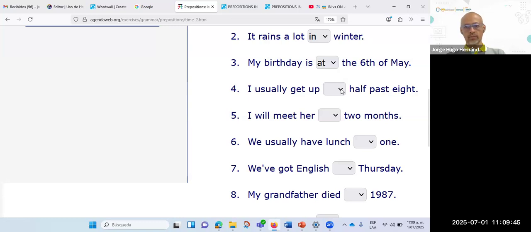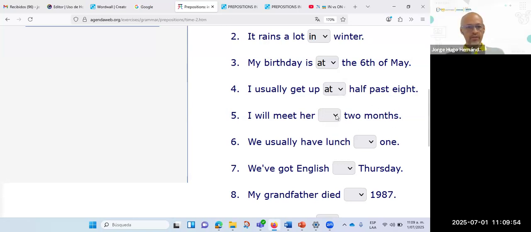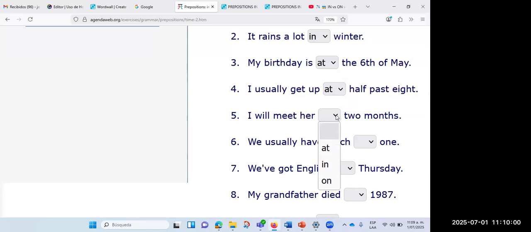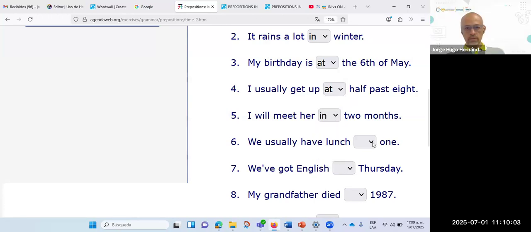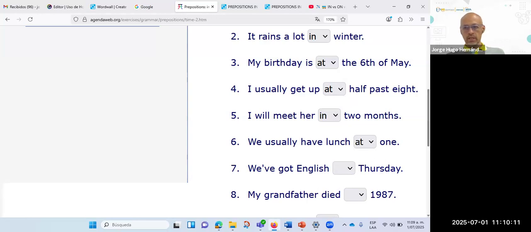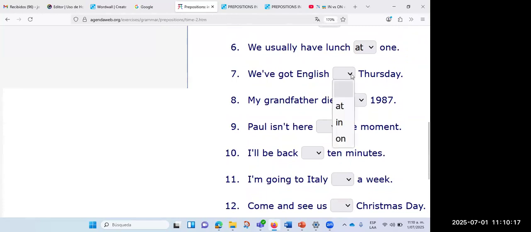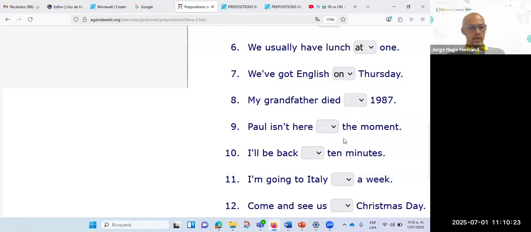Okay, number 4, Samuel. I usually get up at 8:30. Okay, Ingrid again, number 5. I will meet her in 2 months. Kiara, number 6. We usually have lunch at 1. Juan Sebastián, number 7. We have English on Thursday. Okay. Samuel, number 8.